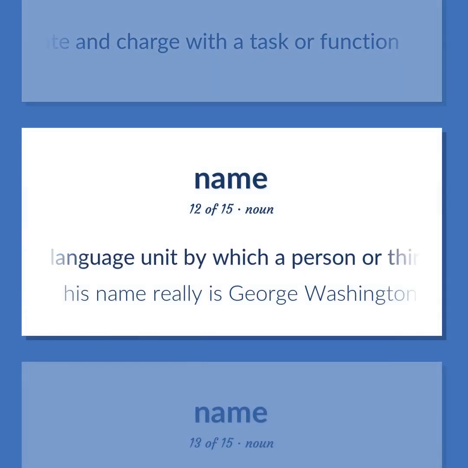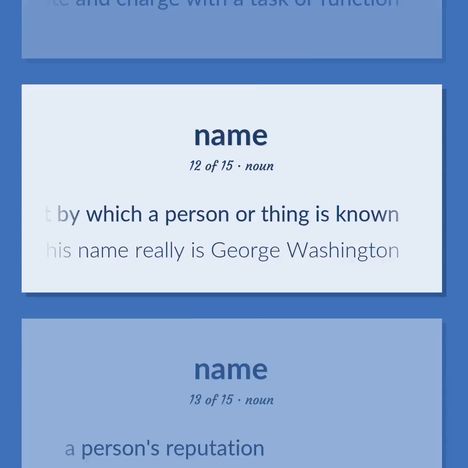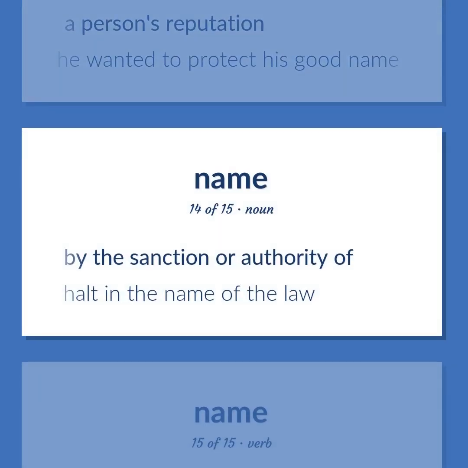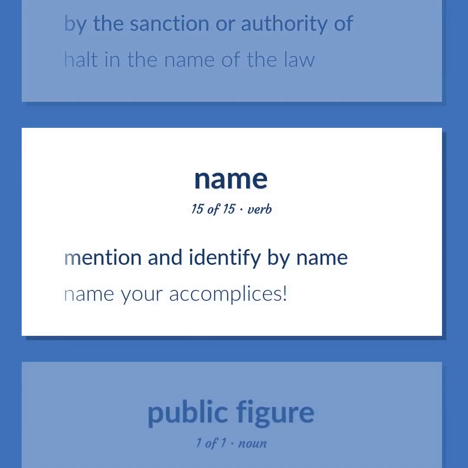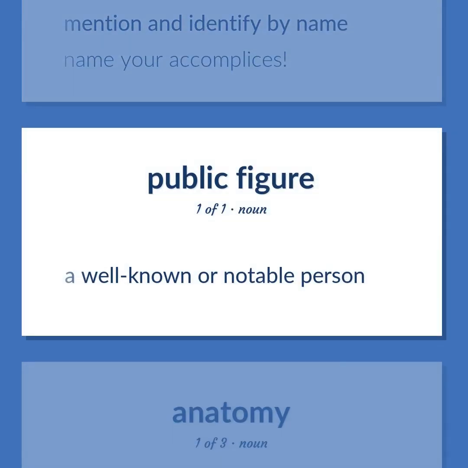A language unit by which a person or thing is known. His name really is George Washington. A person's reputation. He wanted to protect his good name. By the sanction or authority of. Halt in the name of the law. Mention and identify by name. Name your accomplices. A well-known or notable person.